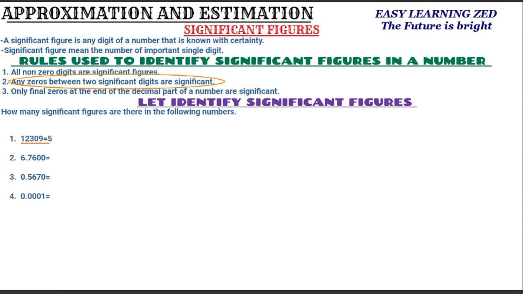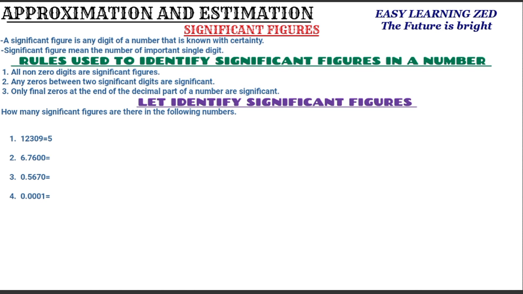Okay, let's go to the second one, which is 6.7600. How many significant figures does this number have? When you look at this number, it has zeros at the end.